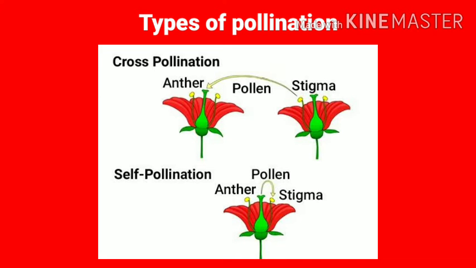Then the next question from me: do you know how to classify pollination? Yes, there are two types of pollination, right? Pollination can be classified into two. The first one is self-pollination and the second one is cross-pollination. Do you know what self-pollination and cross-pollination are?